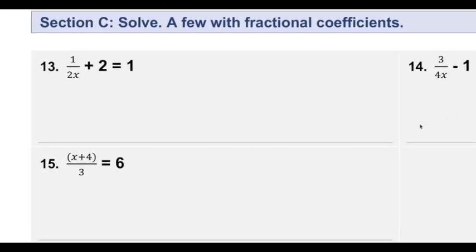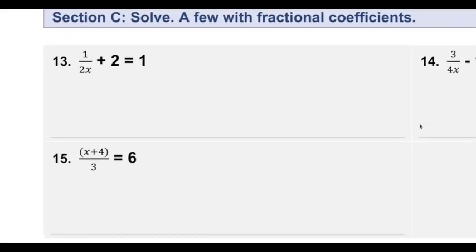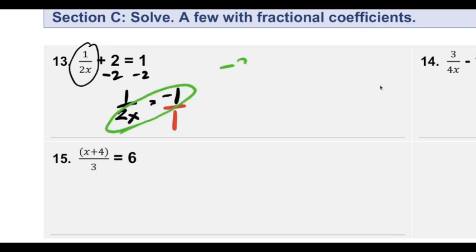Oh, now we have little fractions. So this first one, we want to get this by itself. So let's subtract that 2 from both sides. I get 1 over 2x equals -1. Now what I'm going to do here is a little review from what we did last lesson. Let's cross multiply. Put that over 1. Multiply these two, -2x equals, and then multiply the other two. 1 times 1. Now we just got to solve for x. So divide both sides by -2.